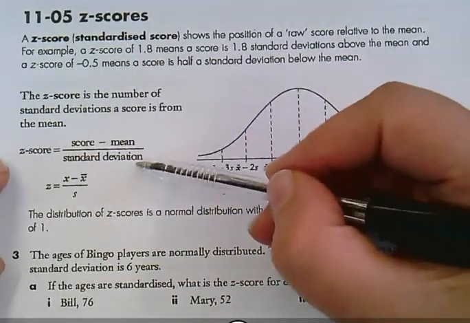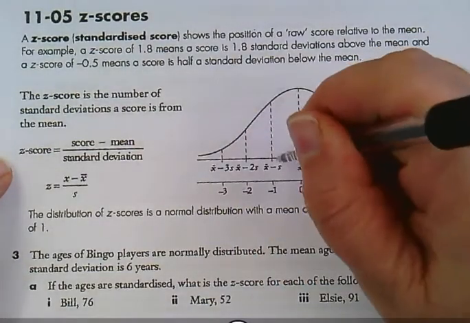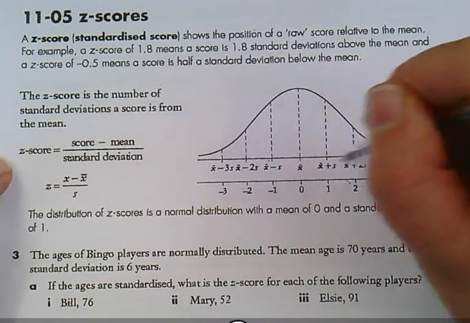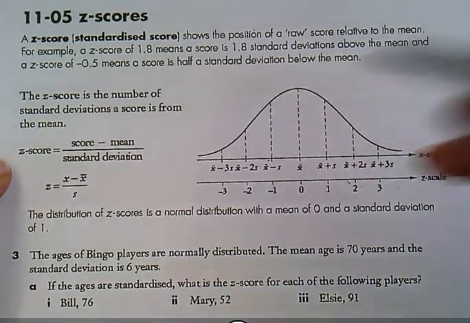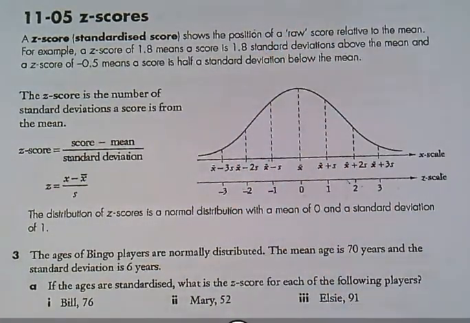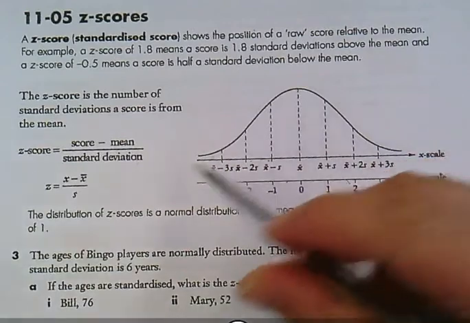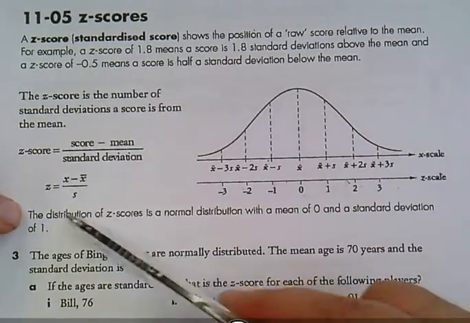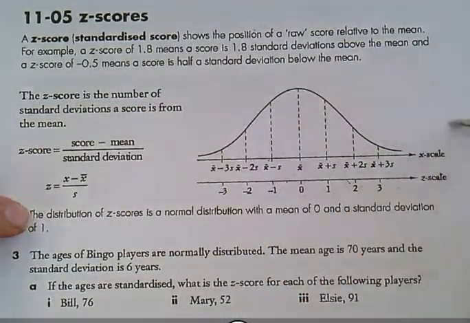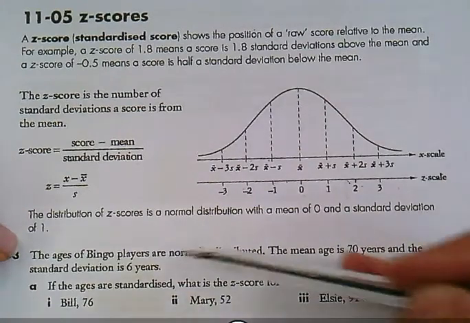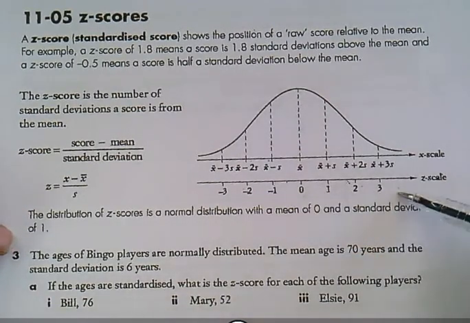Now, why do we need the formula? Because every piece of data does not sit exactly on 1, 2, or 3 standard deviations, or at negative 1, negative 2, negative 3 standard deviations. So we have a formula for working out maybe the Z-score of minus 0.7, stuff like that. So the distribution of Z-scores is a normal distribution with a mean of 0 and a standard deviation now of 1, in terms of Z-scores.